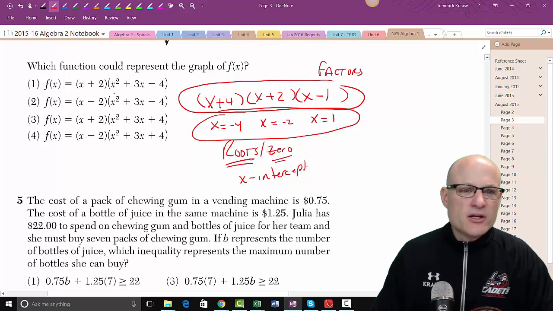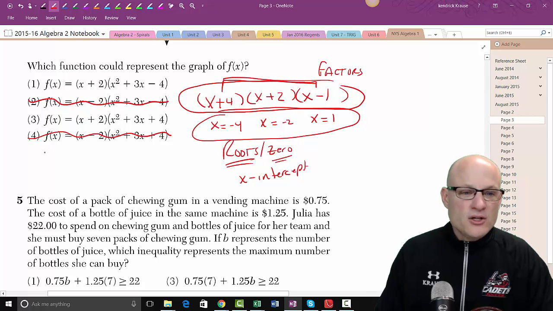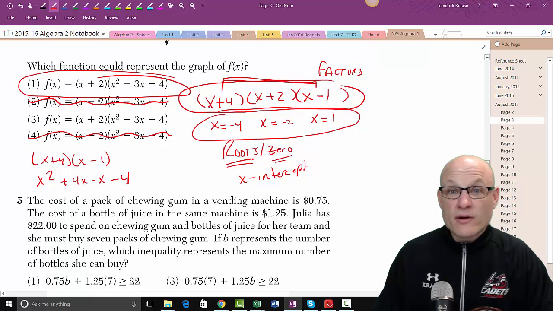So we're looking for something with an x plus 2. This one has an x plus 2, this one has an x minus 2. This doesn't have an x plus 2, and this doesn't either. So it's got to have this x plus 2, and then it looks like they put these two things together. If I double distribute x plus 4, x minus 1, I get x squared plus 4x minus x minus 4. And that would have to be that one right there.